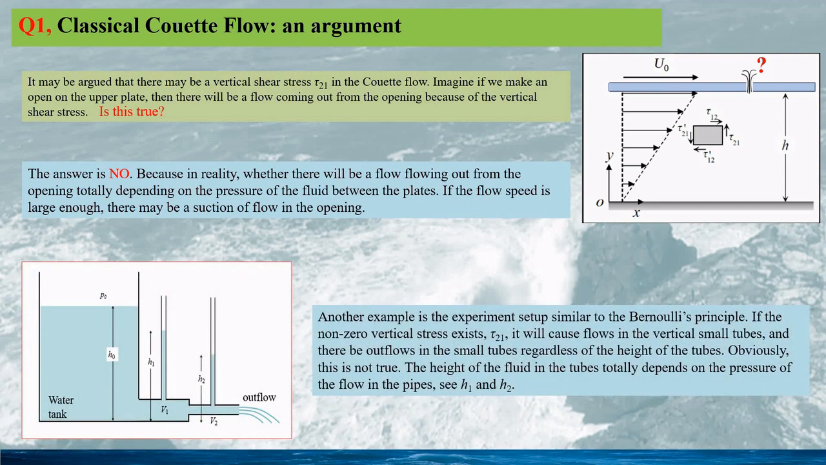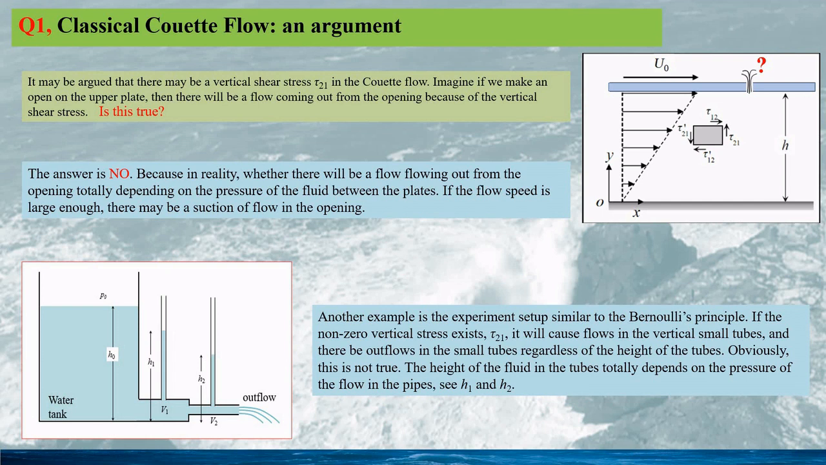We can examine the flow in this figure. If the non-zero vertical shear stress exists in the horizontal pipe, it will cause a continuous flow in the small tubes, regardless of how high the small tubes are. In reality, the water level in the two small tubes can never be higher than the water level H0, and the height in the small tubes only depends on the pressure in the pipe.